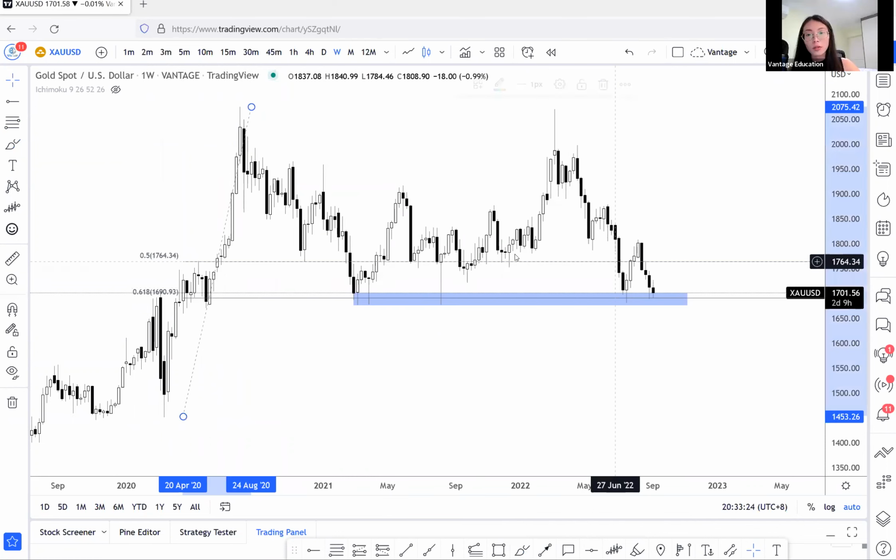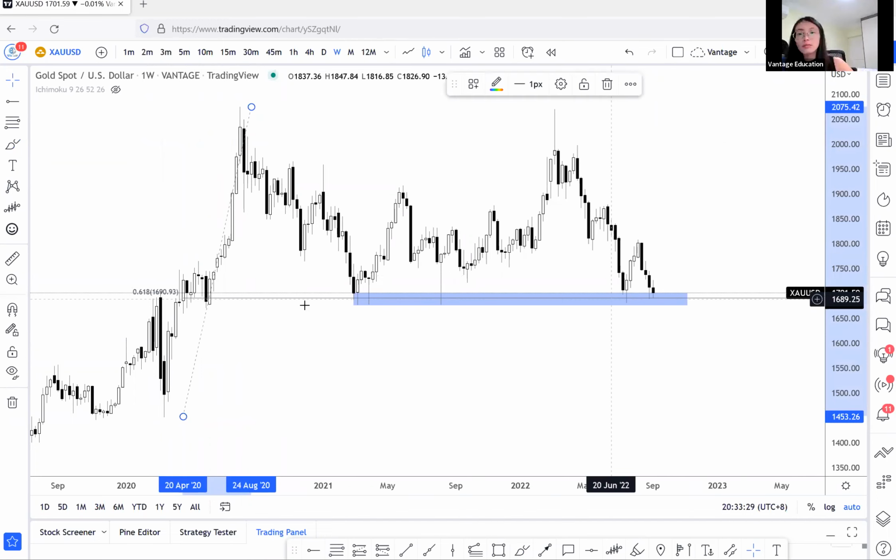So let me just remove this. You can see that this area, the blue zone that we've identified, lines up with the 61.8 Fibonacci retracement here. So that's one. On the weekly picture, you can see they're sitting on a support level. Let's go to the daily picture and see what we have.